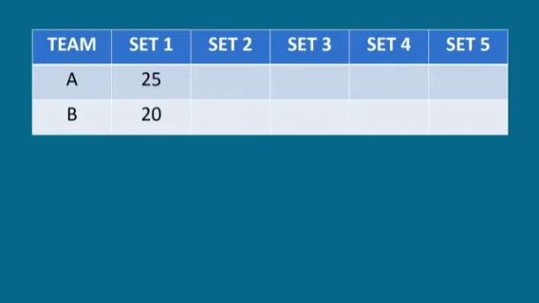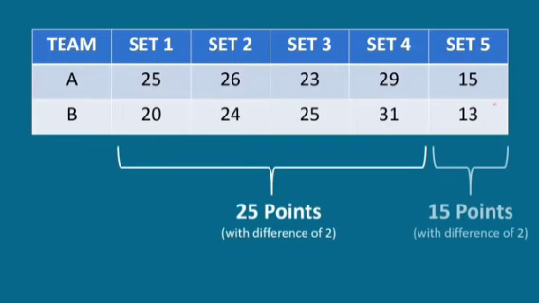Here's a score. Let's say team A and team B have 5 sets. The first 4 sets are won by whoever wins 25 points with a difference of 2. But the last set is whoever wins 15 points with a difference of 2. So out of these 5 sets, you need to win 3 sets. The first 4 sets are 25 points. The last set is just 15 points, but you need to have a difference of 2.